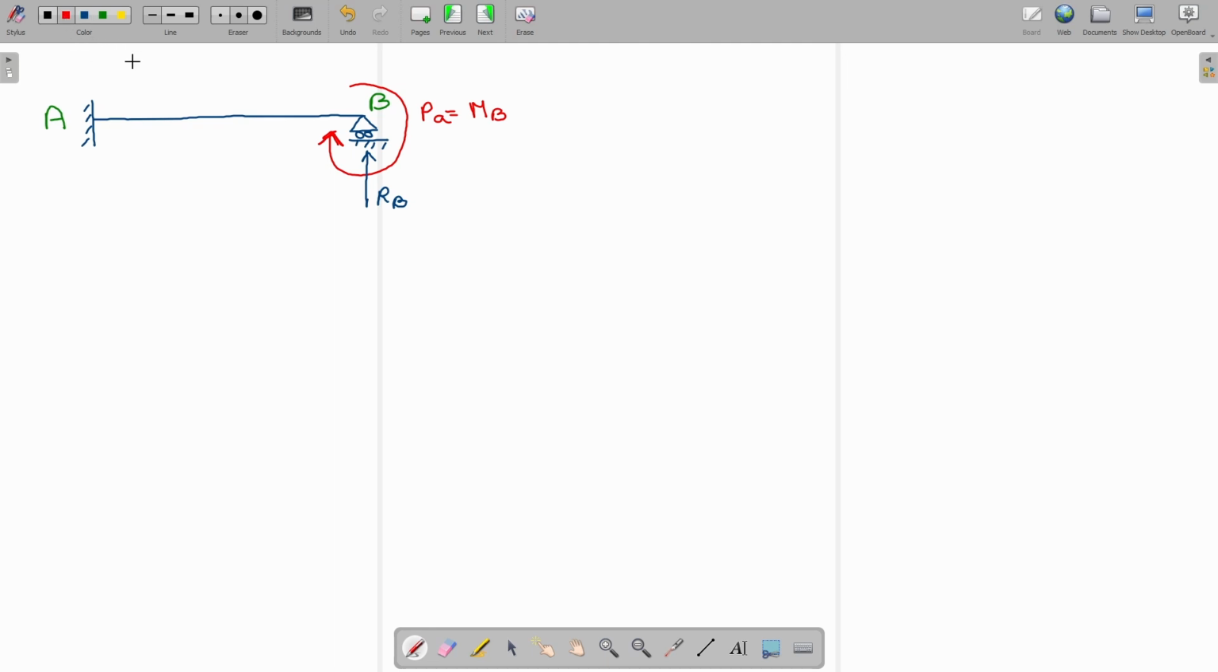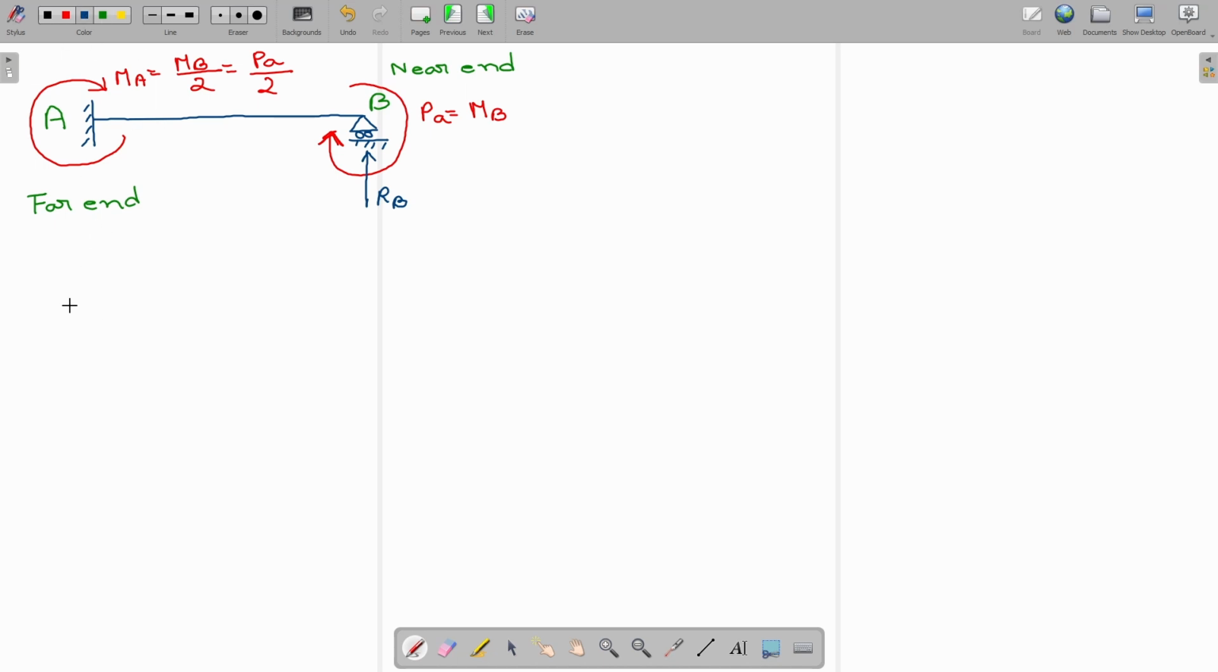So the moment at the far end will be like this. This is the moment, MA, is equal to MB by 2, which is equal to PA by 2. This is near end, this is far end. Okay.